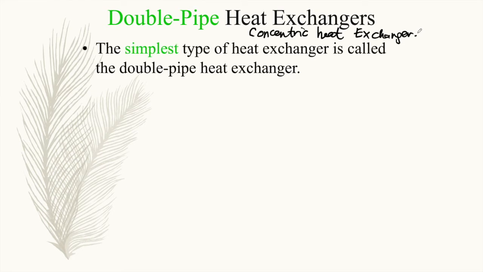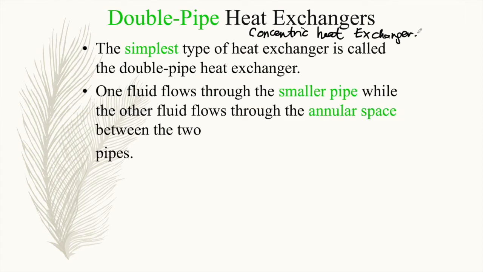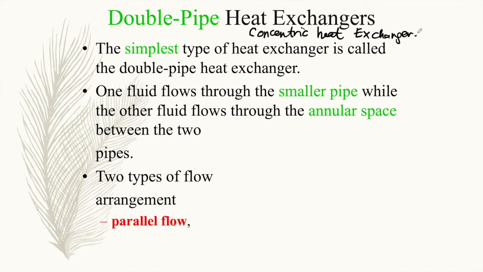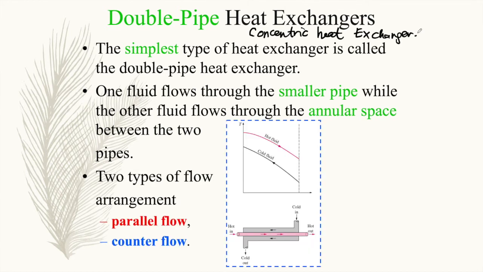The simplest type of heat exchanger is called the double pipe heat exchanger. So in your lab, we have these kinds of configuration. One fluid flows through the smaller pipe, while the other fluid flows through the annular space between the two pipes. There are two types of flow arrangement: parallel flow and counter flow. So this is the counter flow configuration.